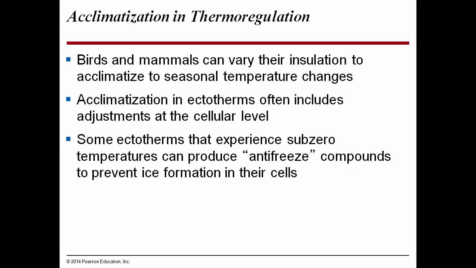Acclimatization in ectotherms often includes adjustment at the cellular level. Some ectotherms that experience sub-zero temperatures can produce antifreeze compounds that prevent ice formation in their cells. There's a flounder that exists in the Antarctic regions. It exists in sub-zero conditions underneath the sea ice there, and it's able to produce antifreeze compounds that prevent ice formation in their cells.